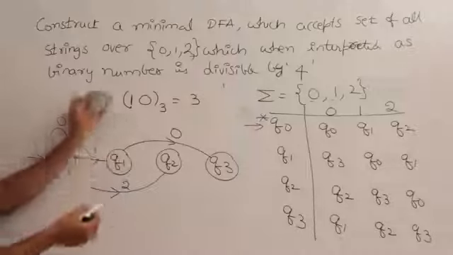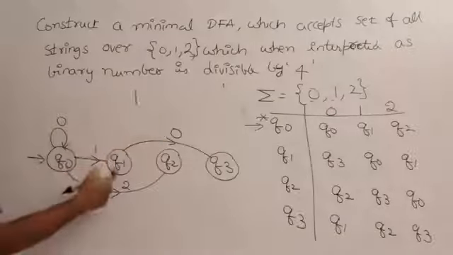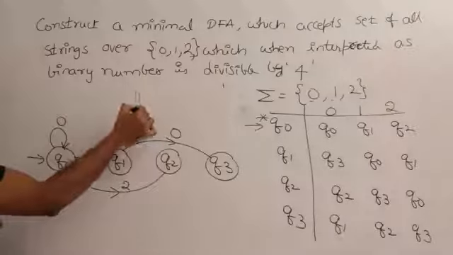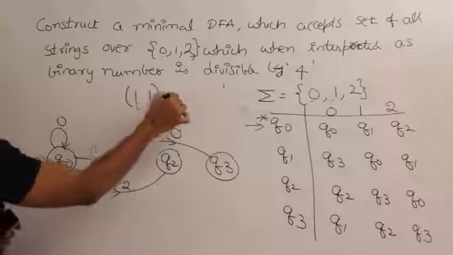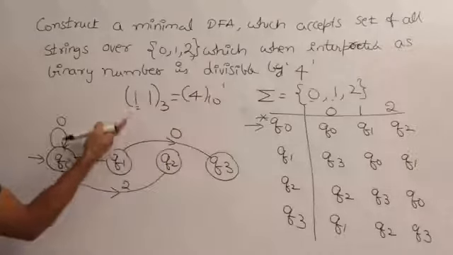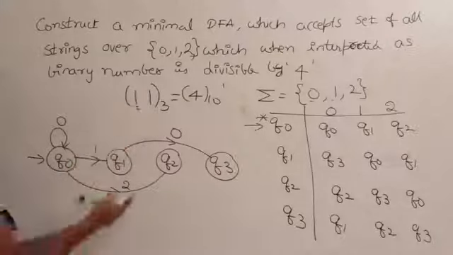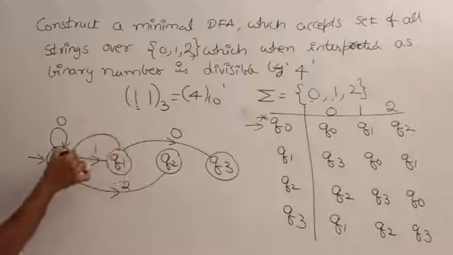Now again I might even see 1. I have seen 1 and I reached Q1. Now I am in Q1, and if I see a 1, this entire number in base 3 is going to be 4 in base 10. How? Take 1, multiply with 3 and add 1. That is nothing but 4. If I divide 4 by 4, the remainder is going to be 0. Therefore I go back.